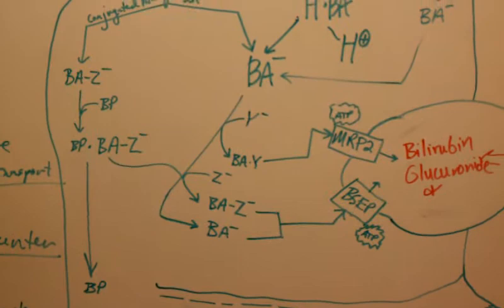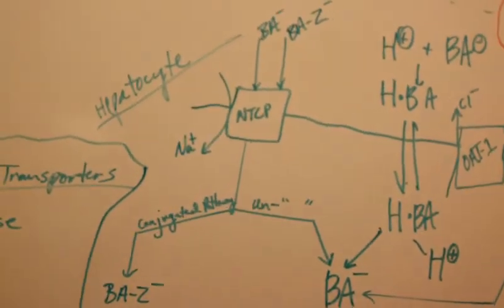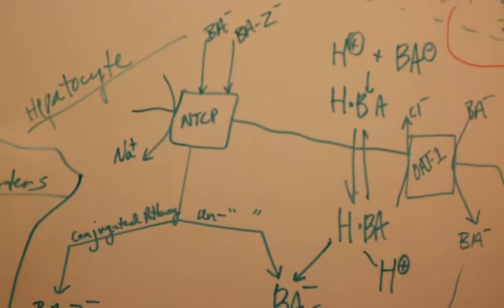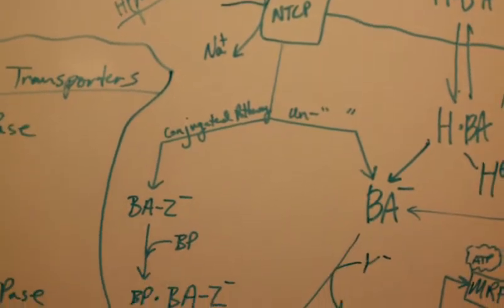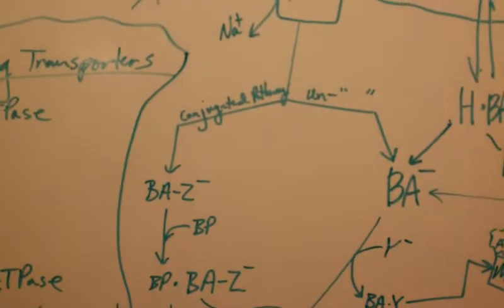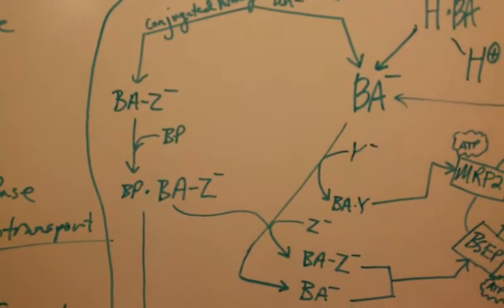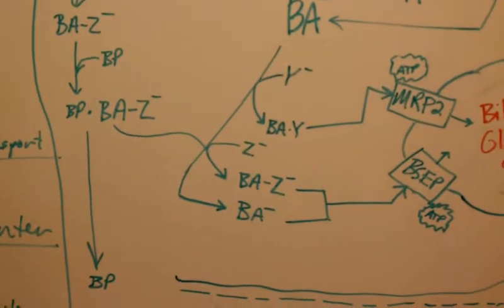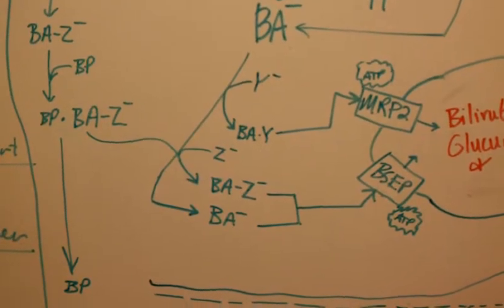Now, if they were conjugated coming in, so they were conjugated bile salts with glycine or taurine, then they have a different pathway. Those are bound to a binding protein intracellularly. Now, when they're ready to be excreted through the bile canaliculus, they release the binding protein and they just join your pool of conjugated bile acids.